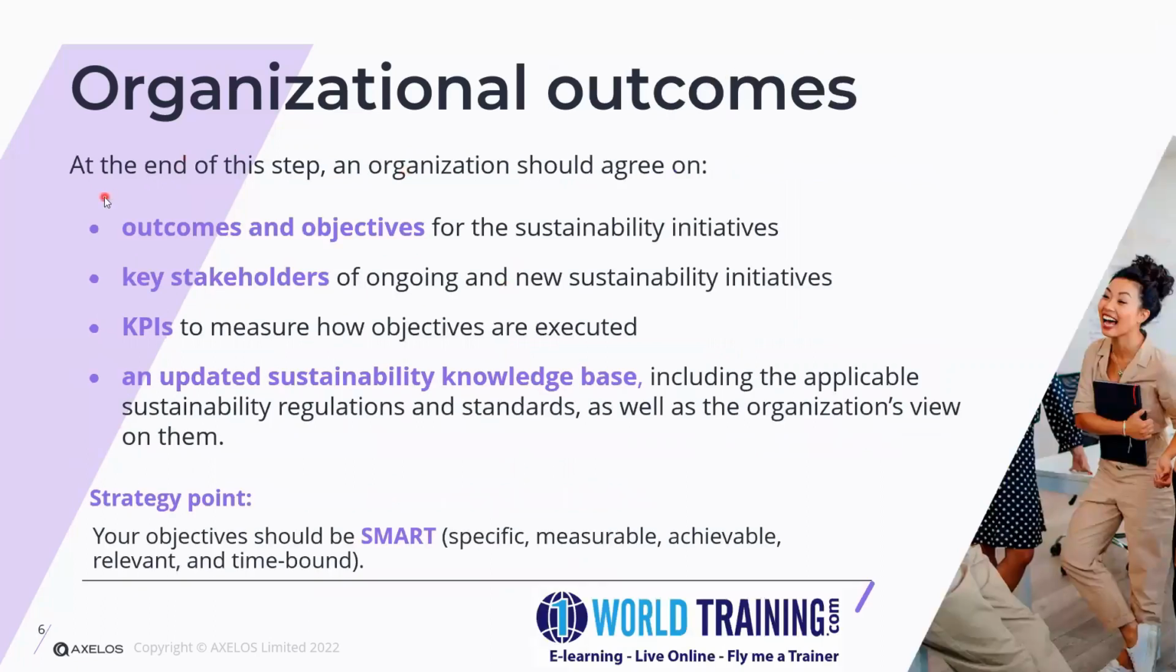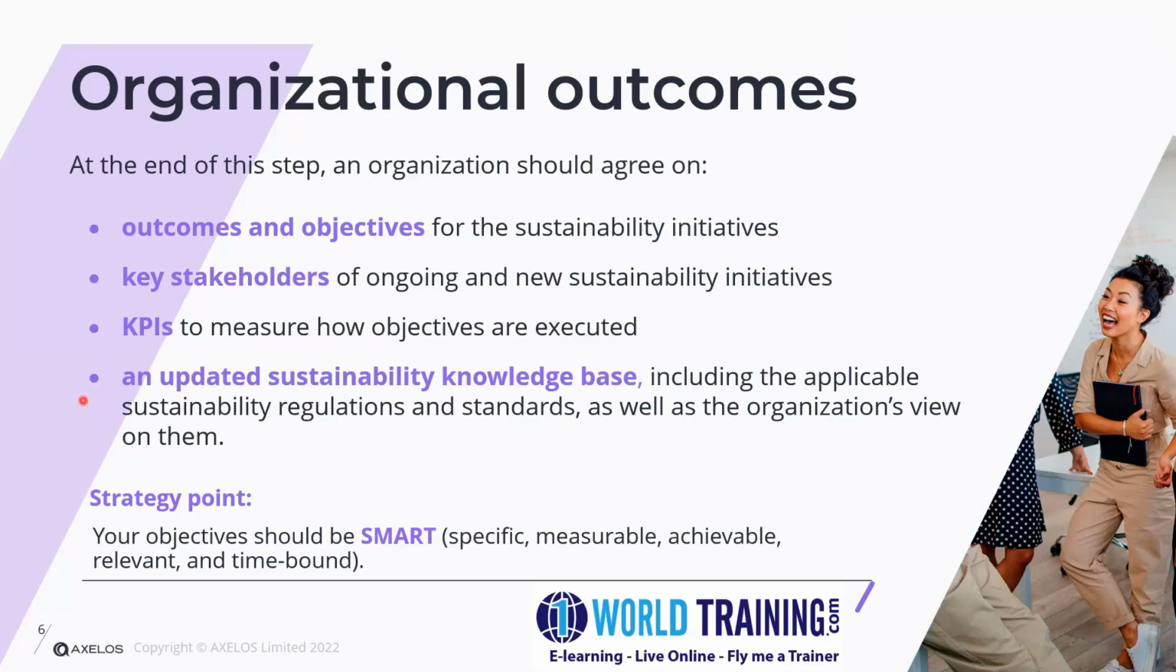The outcomes of this step should be agreed as following. Outcomes and objectives for the sustainability initiative should be made clear. Key stakeholders of ongoing and new sustainability initiatives should be understood, or it should be clear as to who the key stakeholders are. The KPIs to measure how the objectives are being executed should also be agreed upon. And as a result of this step, there should be an updated sustainability knowledge base, including the applicable sustainability regulations and standards, as well as the organization's view on them.